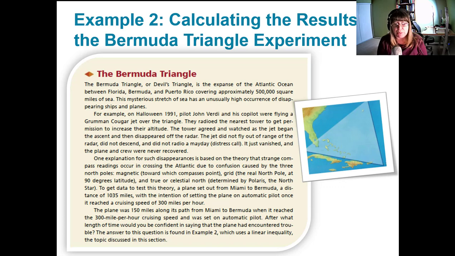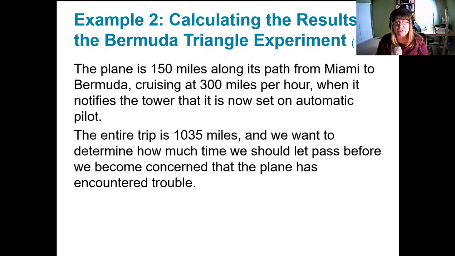Now I'll let you read through this problem description. Just pause the video. Hopefully it's sharp enough to where you can see it. But as I move on, let's grab the most important part to actually do our math. Number 1, the plane is 150 miles along its path from Miami to Bermuda. It's cruising at 300 miles per hour when it notifies the tower that it's now set on automatic pilot. The entire trip from Miami to Bermuda is 1,035 miles.